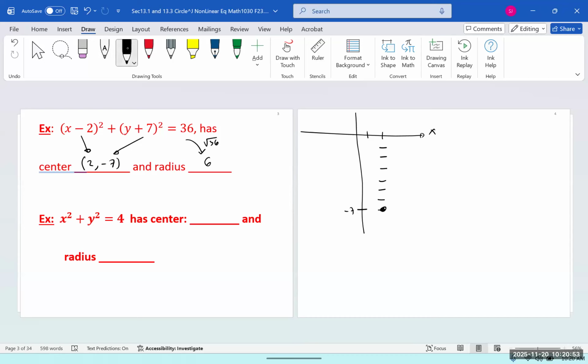And radius is 6 units. So you go up 1, 2, 3, 4, 5, 6. And then you go right 1, 2, 3, 4, 5, 6. You go down 6, and you go left 6. So you go 6 in all directions from the center. And then you draw your circle from here to here to here to here.